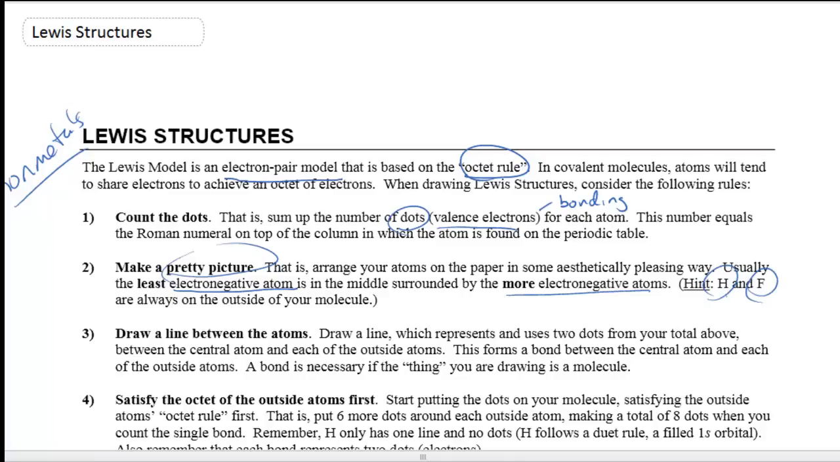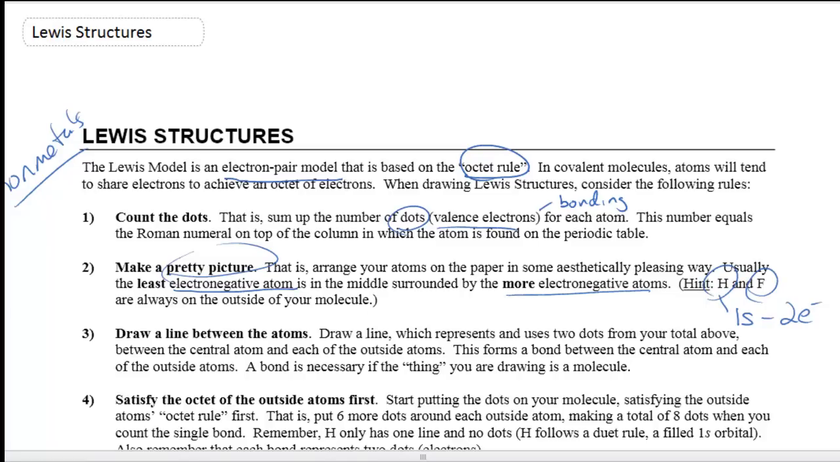Hydrogen's kind of the special case because it's in the first row, and in the first energy level we only have the 1s orbital, which can hold 2 electrons. So hydrogen doesn't follow an octet rule. It follows a duet rule. It can only have 2. So it has to be outside, what we also call terminal. It has to be on the outside of the molecule.